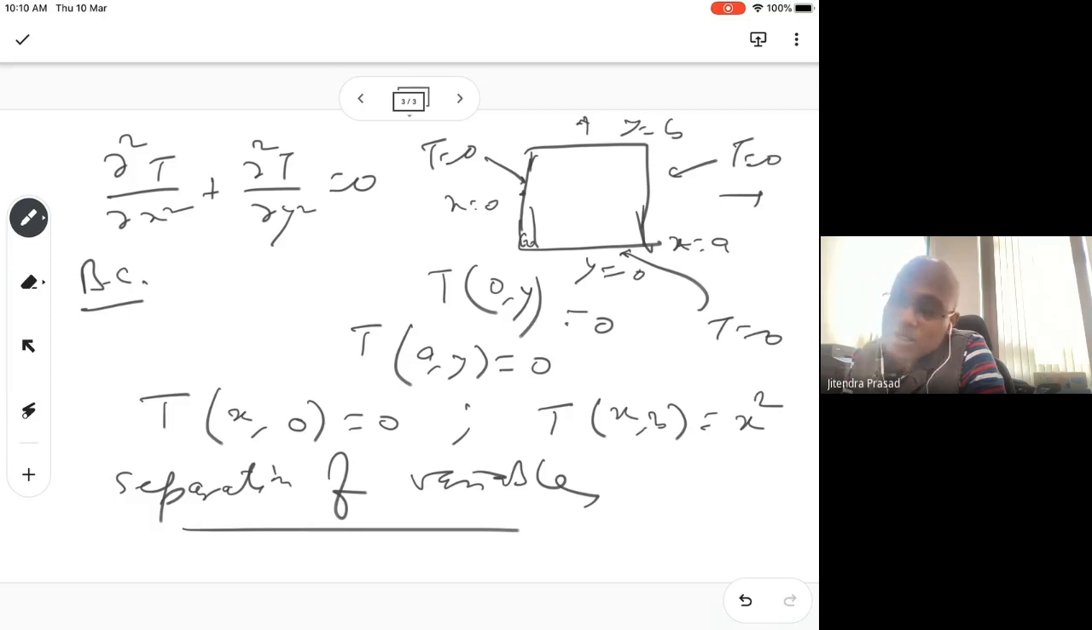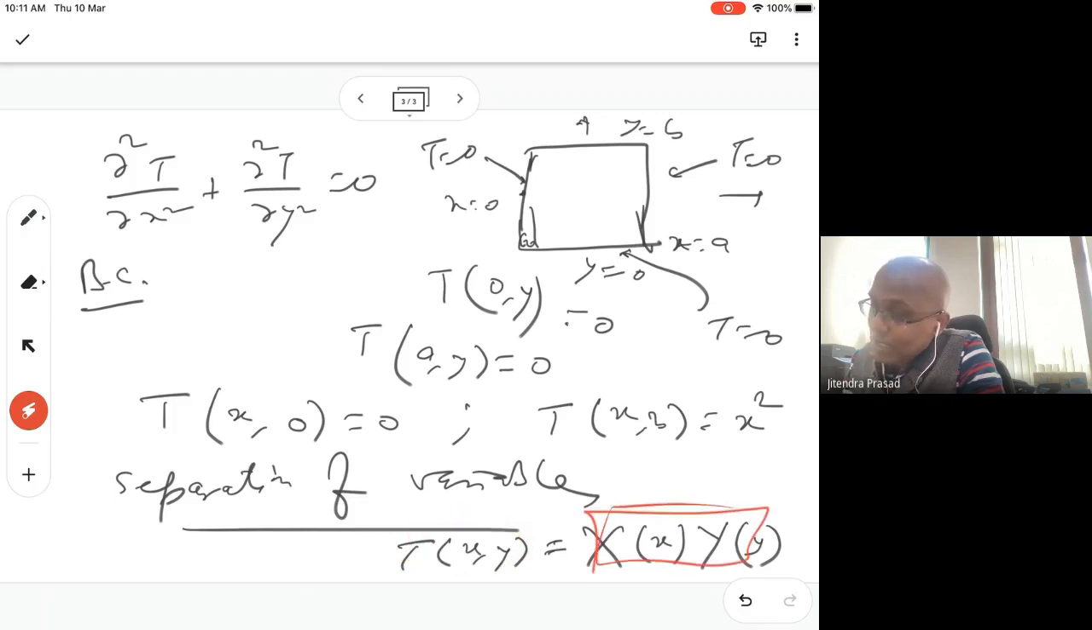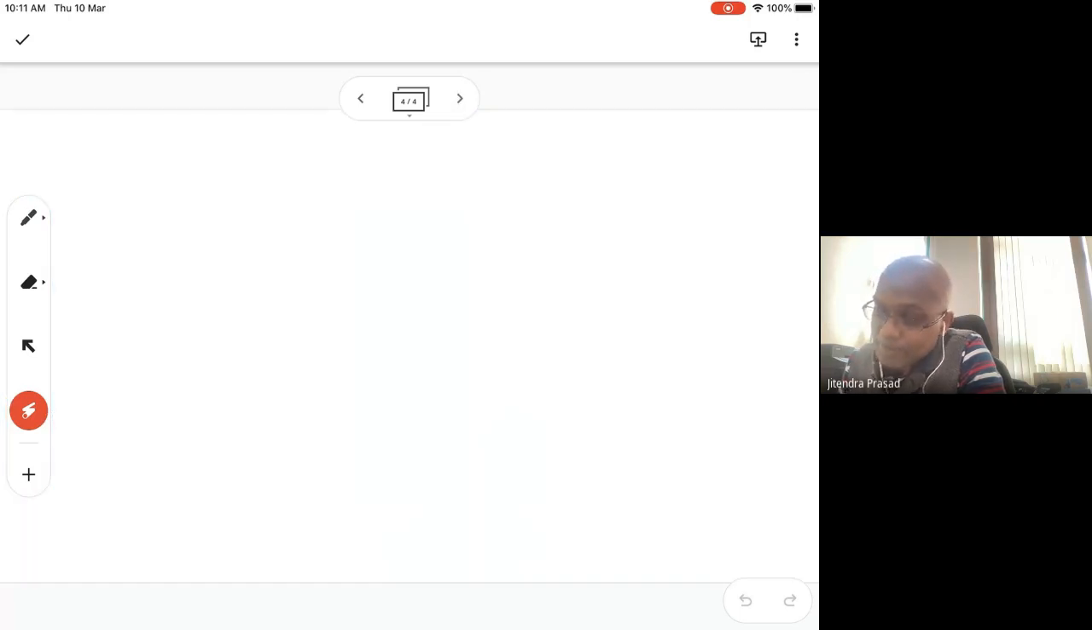Yeah, so this is because you already have this study. That's why the book doesn't give it, but you can always refer to your mathematics book or notes. Separation of variables, in which you assume that T(x,y) is nothing but a product of two functions: capital X, which is a function of x, and capital Y, which is a function of y. So this is the combination of two variables, or two functions.